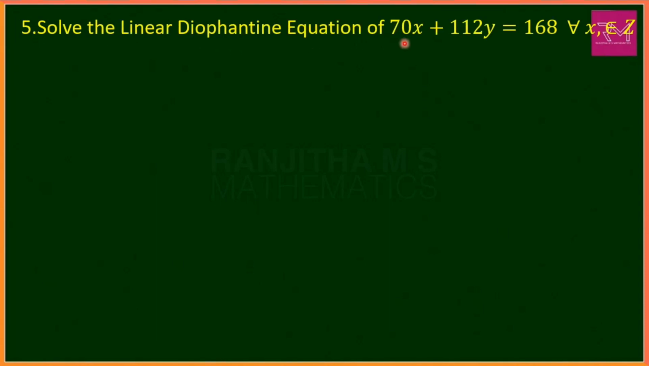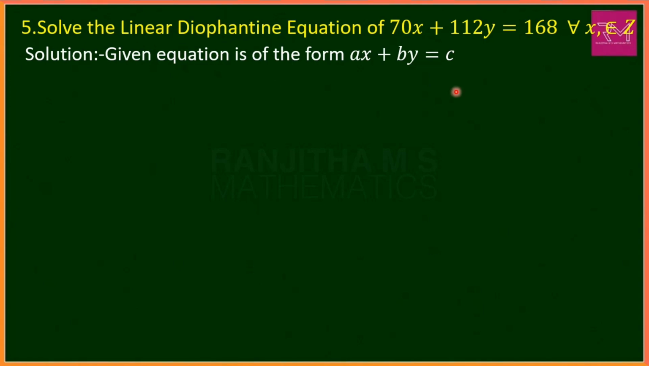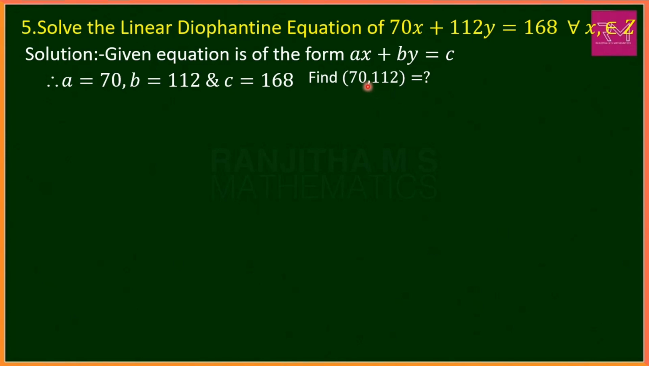Solve the linear Diophantine equation 70x plus 112y is equal to 168 for all x, y belongs to Z. Here the given equation is of the form ax plus by is equal to c, where a is 70, b is 112 and c value is 168. Here we have to first find the GCD of a and b. Here a is 70 and b is 112.